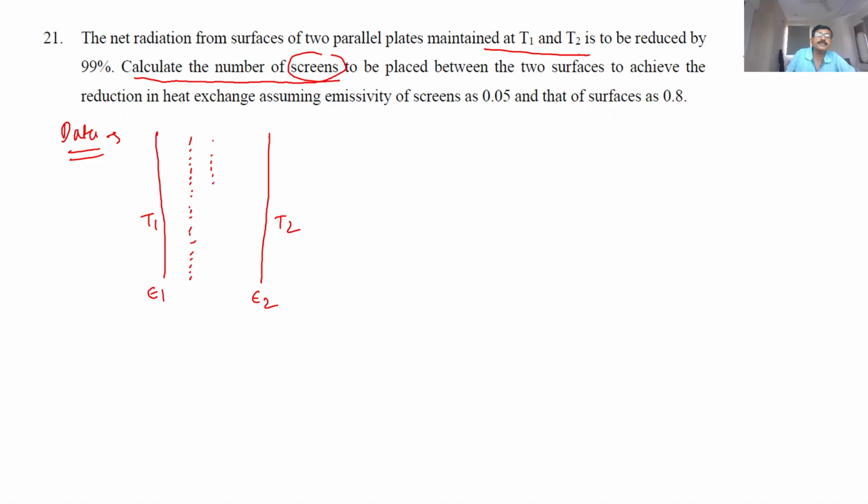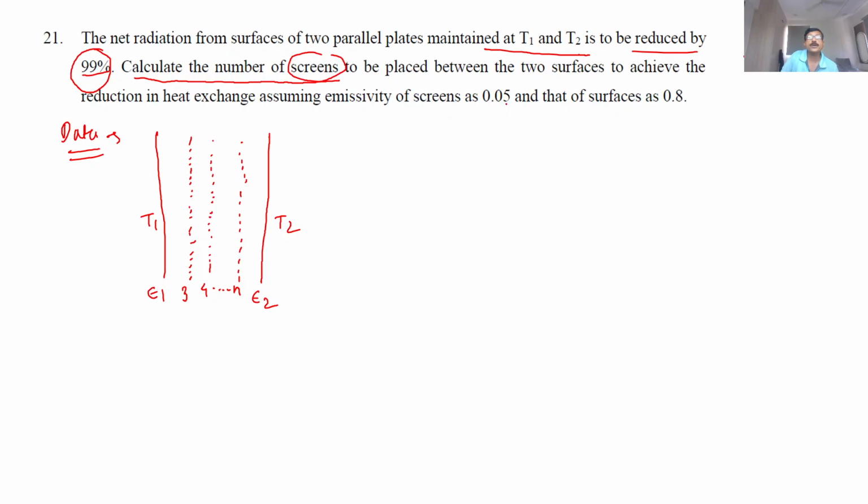So let us say how many shields are there? They have not given that, and the same thing they have asked us. How many shields are added so that the heat transfer rate is reduced by 99%? So let's say 3, 4, dot dot dot, N number of shields are added between surface 1 and surface 2, and it is asked to calculate how many shields are added so that the heat transfer rate is reduced by 99%.